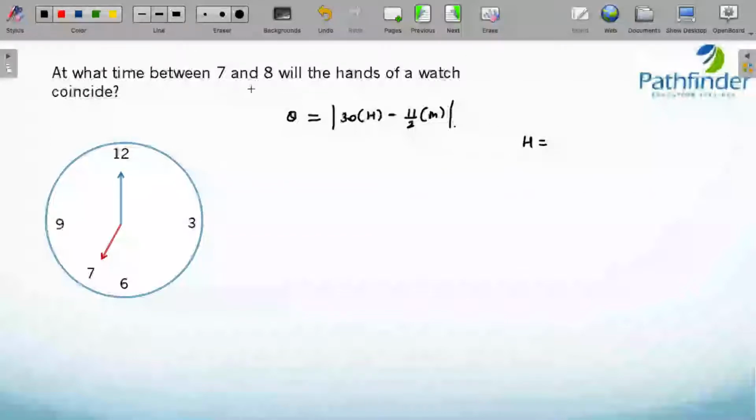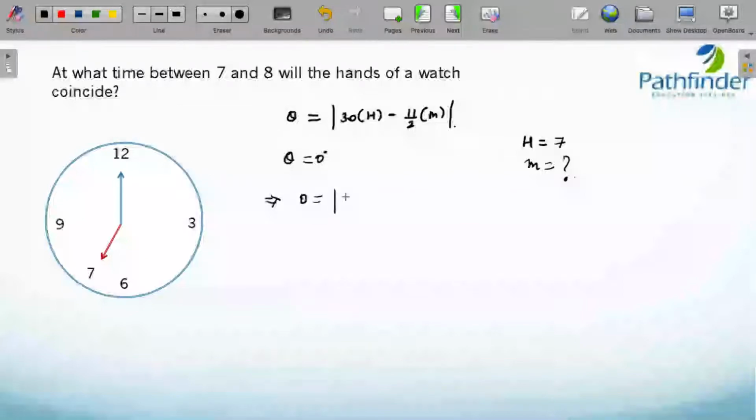Since the time is between 7 and 8, the hands of a watch will coincide at some minutes past 7 p.m. So h must be 7. Minutes are not given, so I will take it as m. Simply substitute the values. Theta in this case must be 0 because I want the hands of a watch to coincide. Angle must be 0. So I'll just plug in the values here.